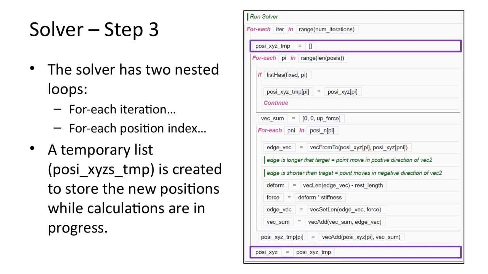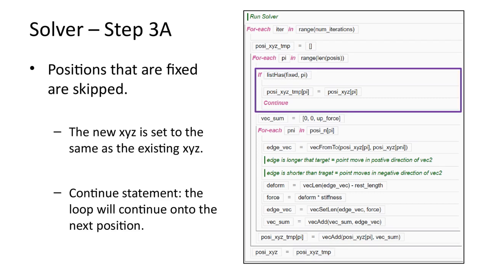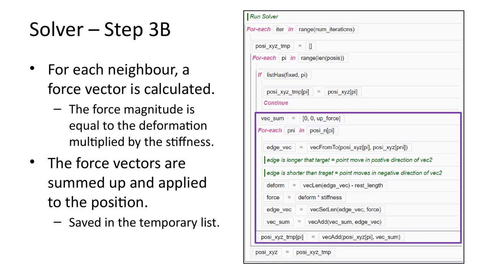Next, the 2 nested loops in the solver are the same as the previous minimize detours example. And the check for fixed points is also the same. The process of modifying the XYZ coordinates is also similar. But the way of calculating the magnitude of the force vectors is different. In this case, the force magnitude is equal to the deformation multiplied by the stiffness. And the deformation is the difference between the new length and the rest length.